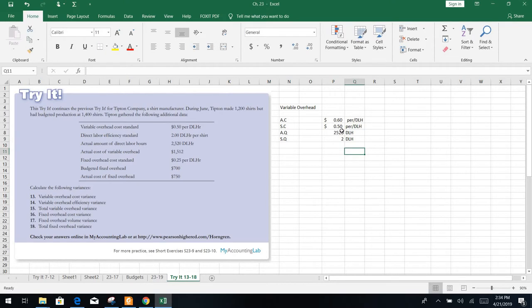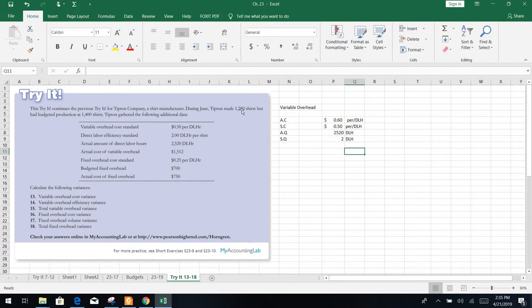But $2 and 2,520 don't make any sense. That doesn't match up. But this does give us a little hint. It says 2 direct labor hours per shirt. Well, right up here, we would say, oh okay, this is 2 per shirt.